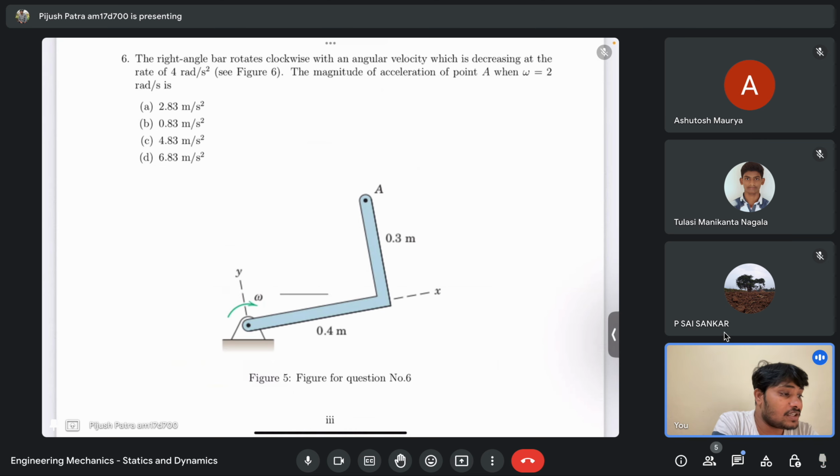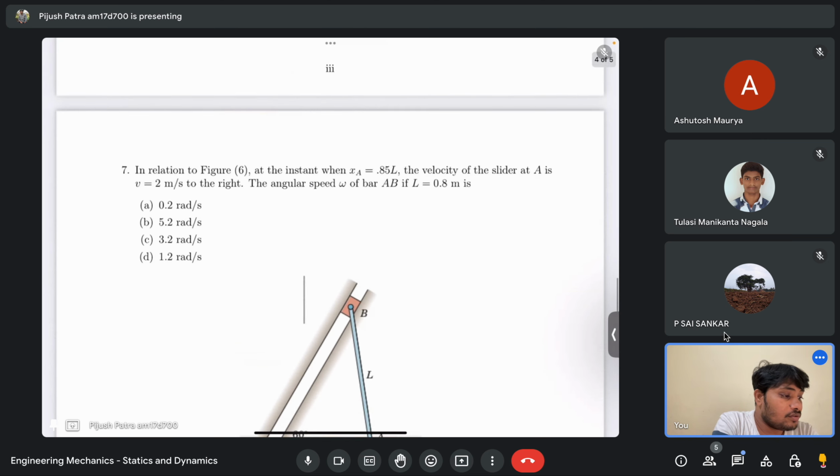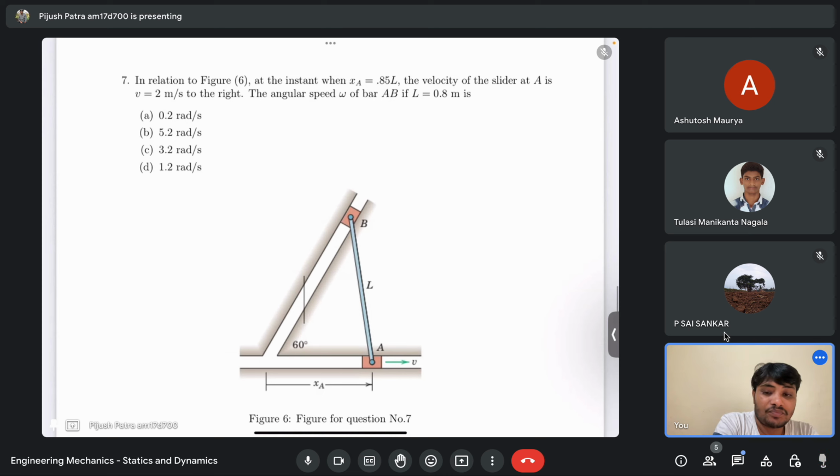Now I will discuss one last problem, which is again a little tricky. All of you solve this problem. Problem number 7.